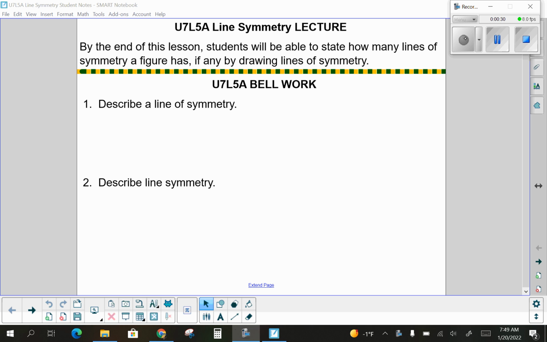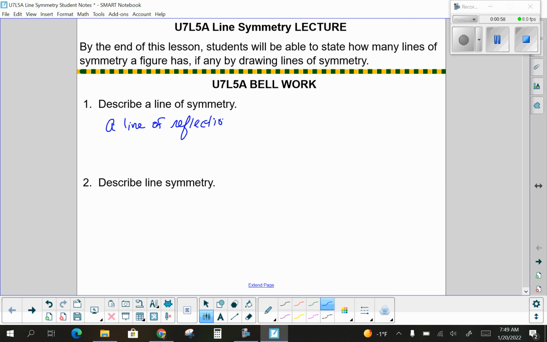So the first question we have is describe a line of symmetry. A line of symmetry is a line an object can be folded over so that one half matches the other. It's kind of a line of reflection that creates two equal parts of a figure.